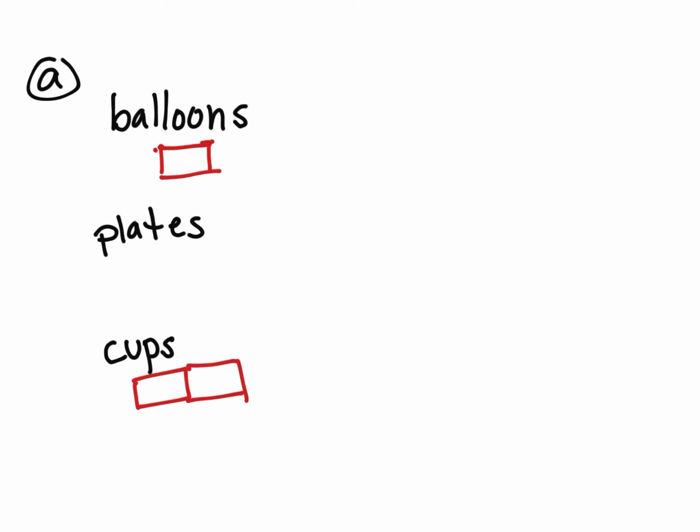Then it also says she bought twice as many plates as cups. So we need twice the number of cups. Right now there's 2. So we need 4 in the plate section.